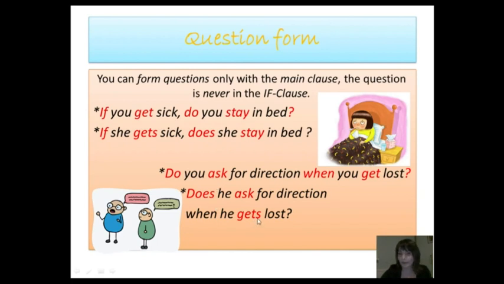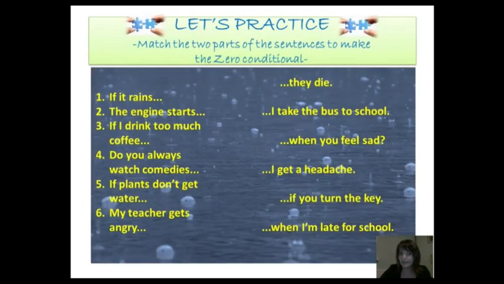So I hope you understand everything about the zero conditional, and I believe it is the perfect timing to do the first activity for this type of sentences. In this particular activity, you have to match the two parts of the sentences to make the zero conditional.